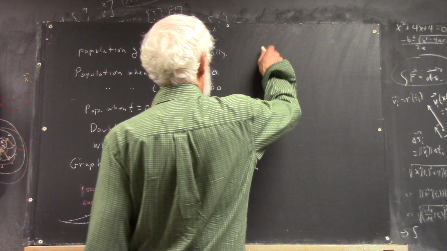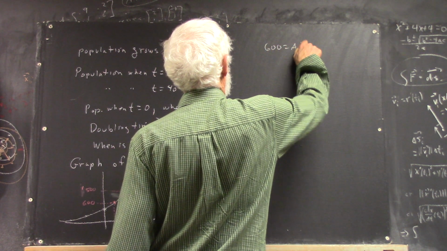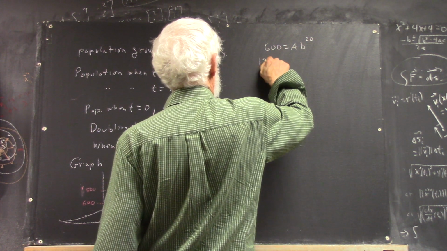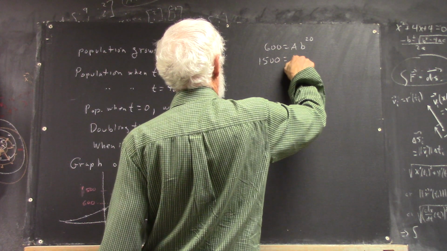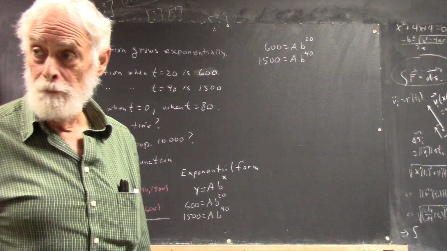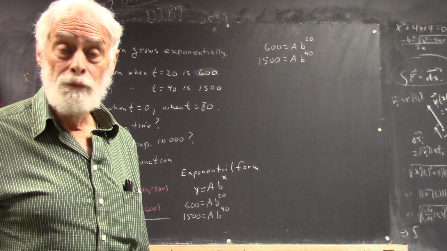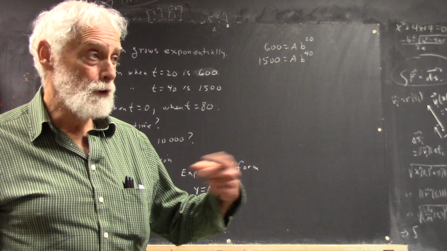Okay, so we have the equations: 600 equals a b to the 20, and 1,500 equals a b to the 40. We have to solve for a and b, right? What's one strategy for getting an equation that has only one variable in it?